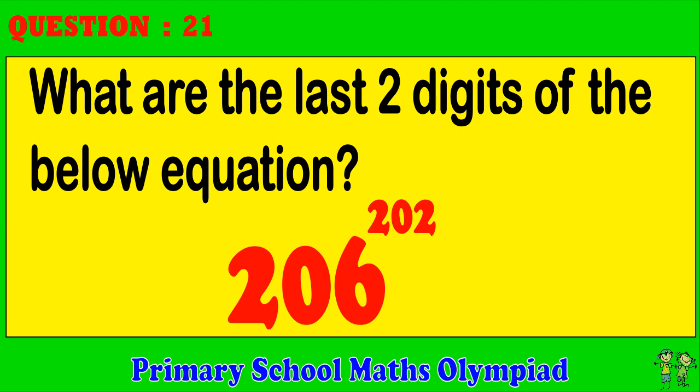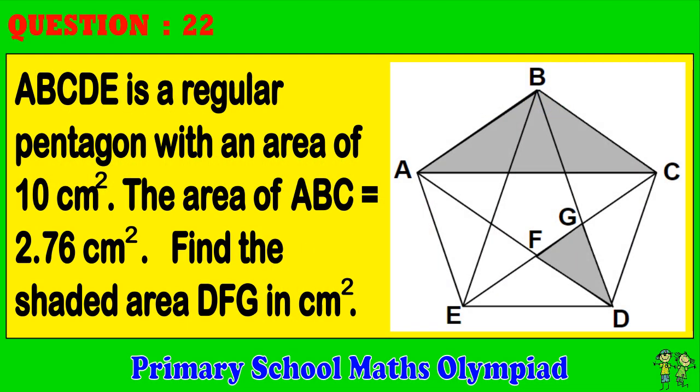Question 21. What are the last 2 digits of the below equation? 206 to the power of 202. Question 22. ABCDE is a regular pentagon with an area of 10 centimeters squared. The area of ABC equals 2.76 centimeters squared. Find the shaded area DFG in centimeters squared.